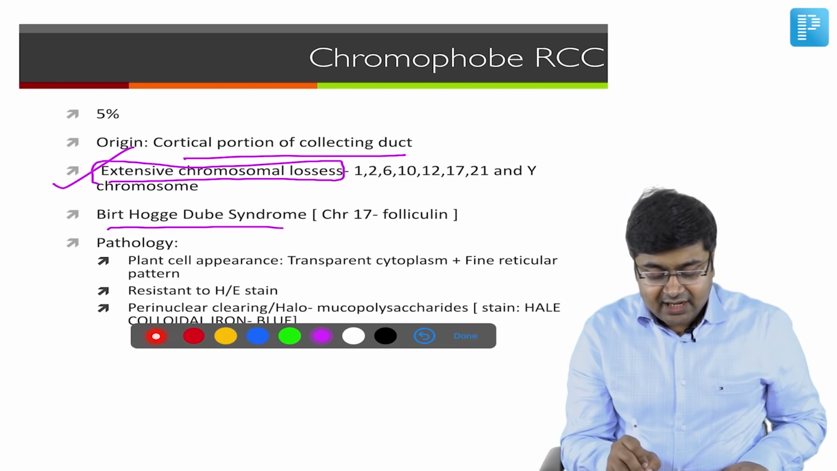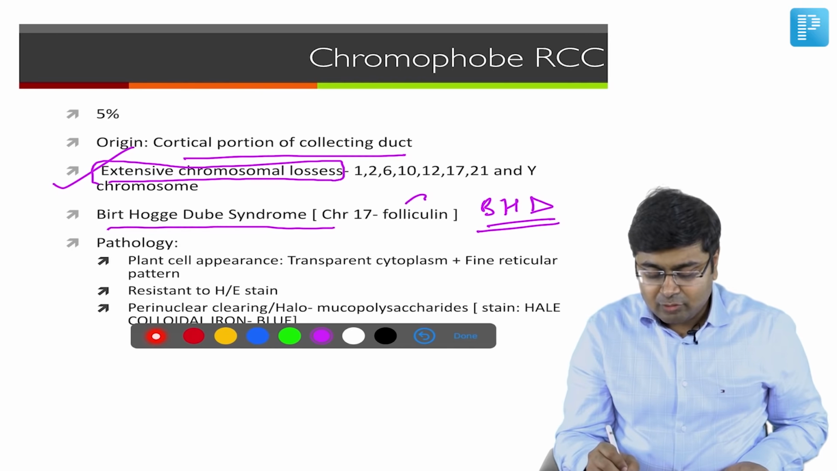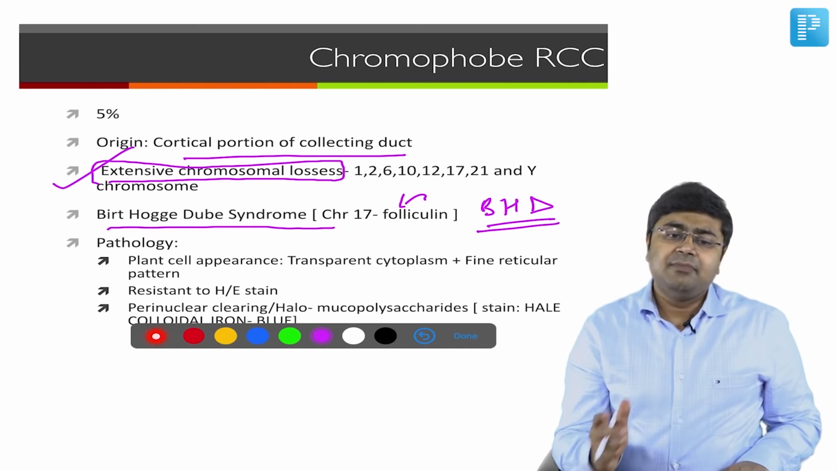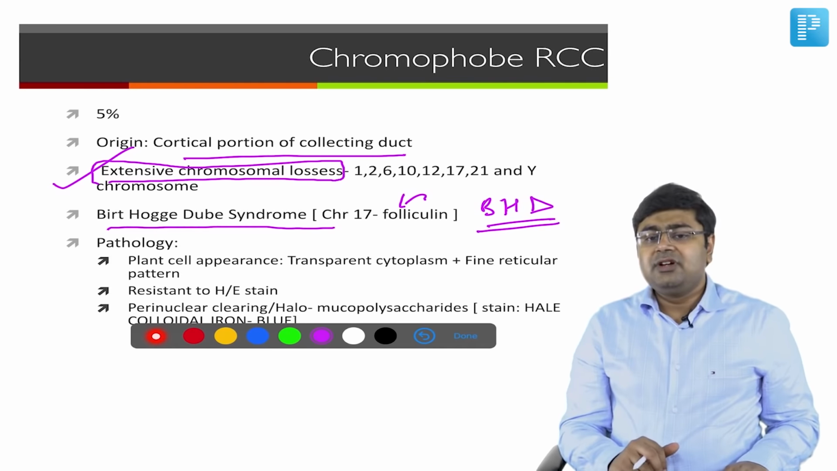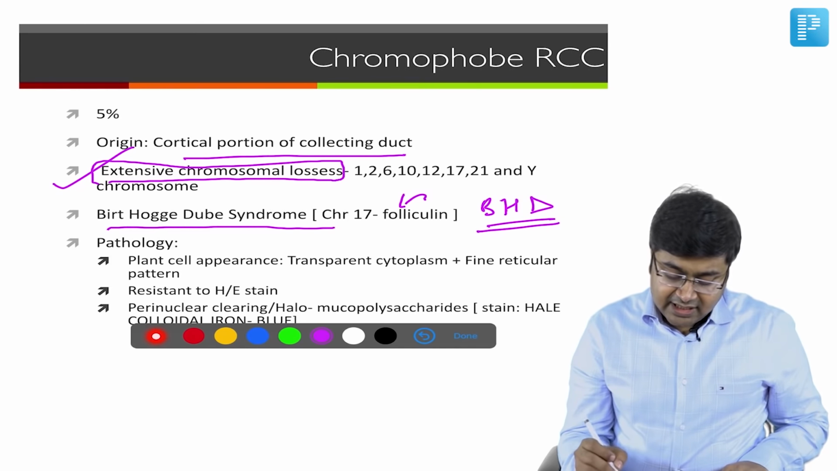A characteristic syndrome associated with it is Birt-Hogg-Dube syndrome, which is a chromosome 17 folliculin gene mutation. Just remember chromophobe RCC, Birt-Hogg-Dube syndrome, chromosome 17 folliculin mutation. Pathologically, it has certain things.